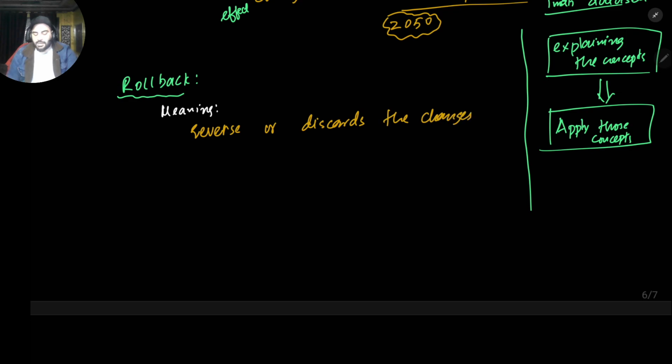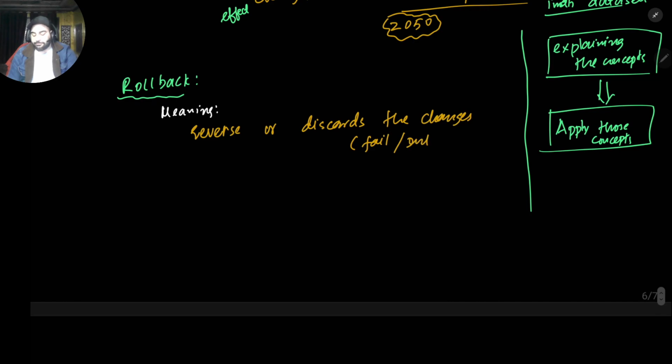So why does it discard? Because we think that the transaction failed or was interrupted. It was interrupted or the transaction failed in between. So what you will do is reverse or discard the change. So what will be the effect of this? The effect will be that it will revert back all the change.